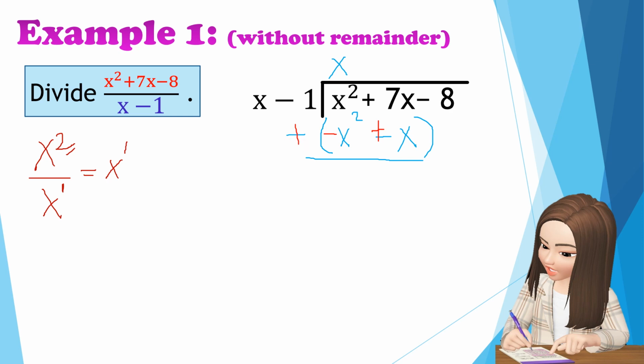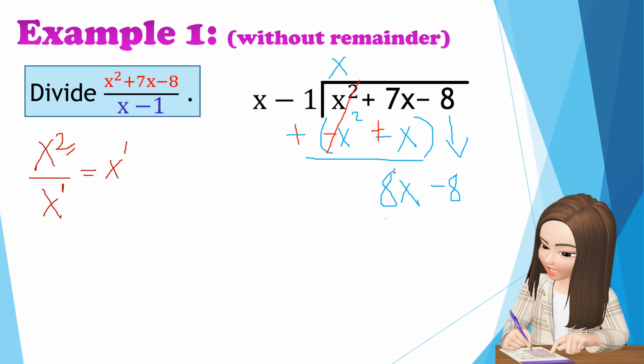Now, let's add x squared plus negative x squared. This will be canceled because it is equal to 0. Let's proceed to 7x plus x. So that will become 8x. And then the negative 8 will be brought down.